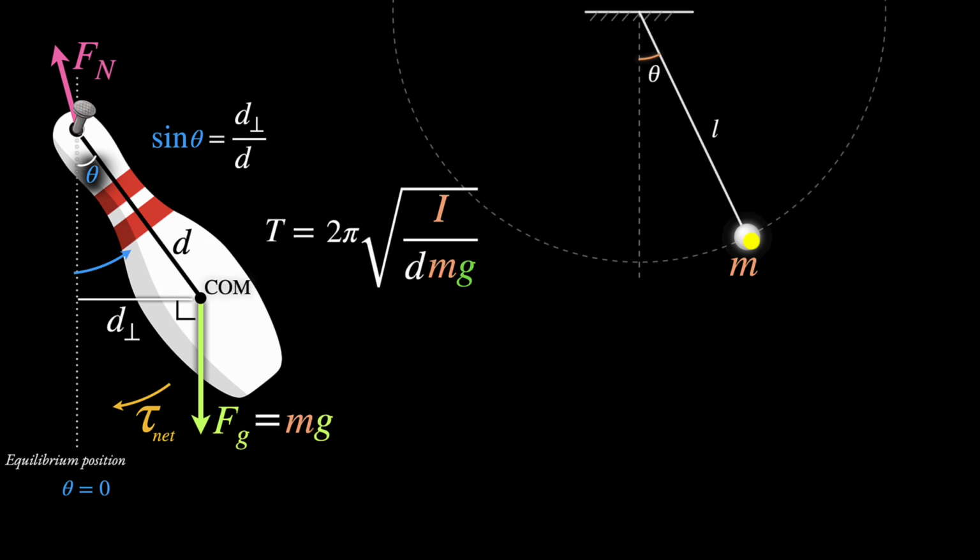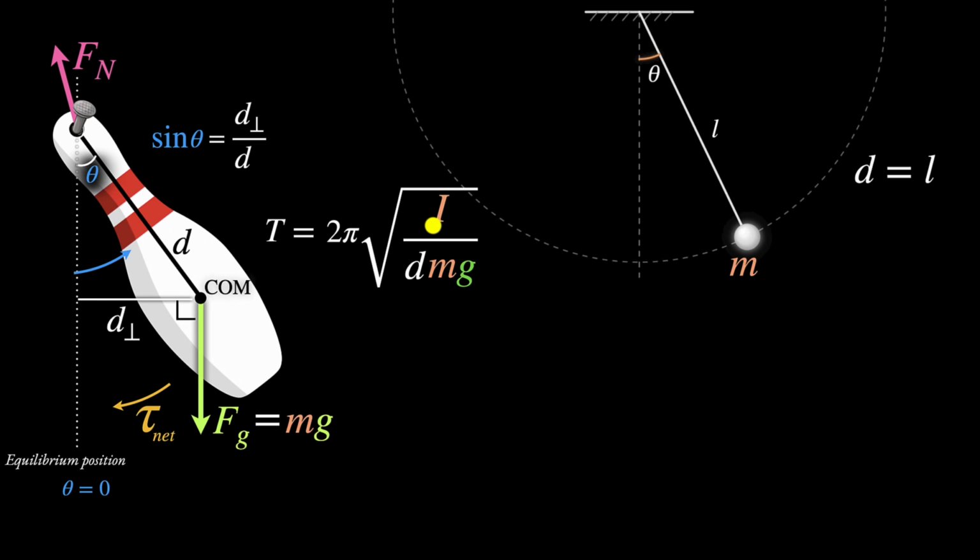Again, great idea to pause the video, find what D and I will be for this particular case, substitute, and get the expression for the period. Pause and try. All right, well, we're assuming that all the mass is concentrated over here. So this itself is the center of mass, which means the distance D, which is the distance from here to here, is just L in this particular case.